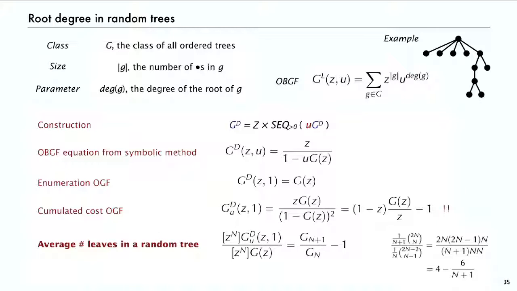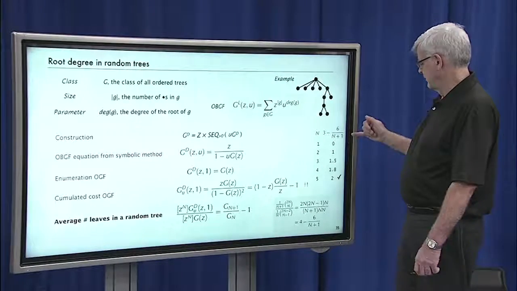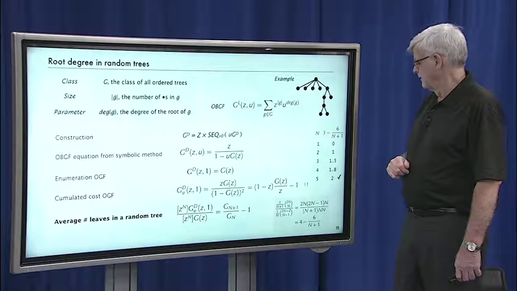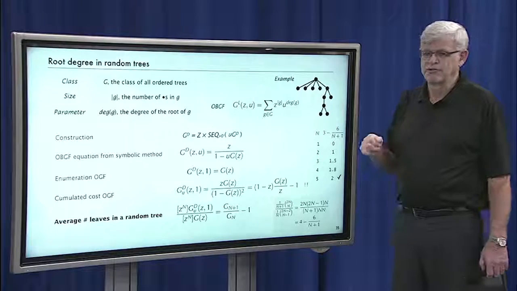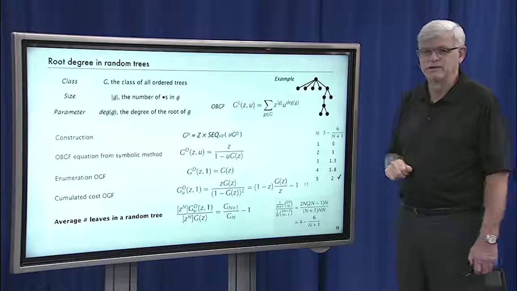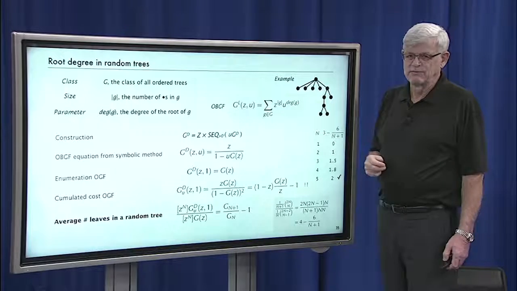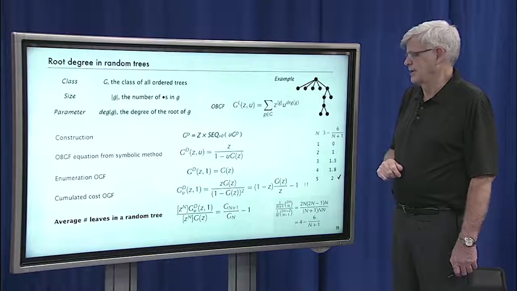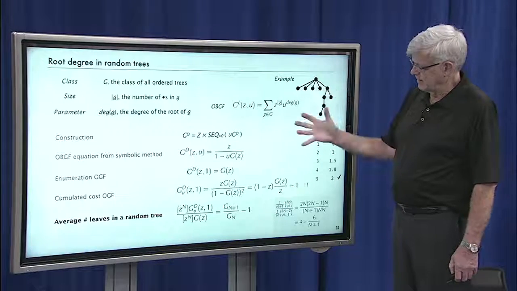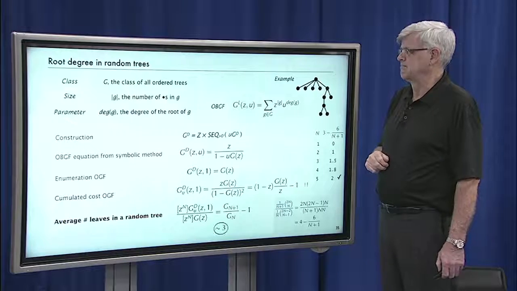It's 4 minus 6 over n plus 1. Minus 1 is 3 minus 6 over n plus 1. And that's what we observed on the previous slide: 1, 1.5, 1.8, and 2. The average number of leaves in a random tree with n nodes is about 3. It converges to 3. And again, that's an interesting fact to know for certain practical applications. And it's available with some calculation directly via the symbolic method.